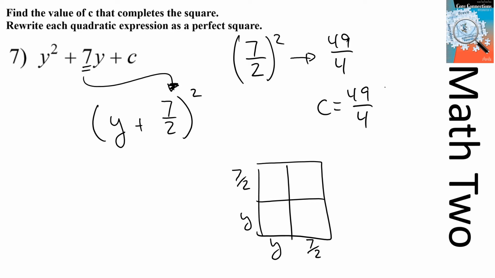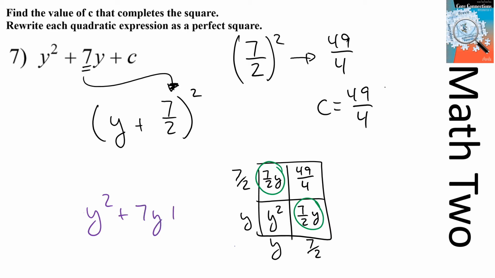When I multiply to get the area in this generic area model, this is y squared. This is 7/2 y. This is 7/2 y. And this is 49/4. The two that I can combine are 7/2 y and 7/2 y. When I add those up, I get 14/2 y, which is exactly 7y. So the answer written out is indeed y squared plus 7/2 y, and 7/2 y is 7y. And then finally, that upper right-hand corner is plus 49/4.